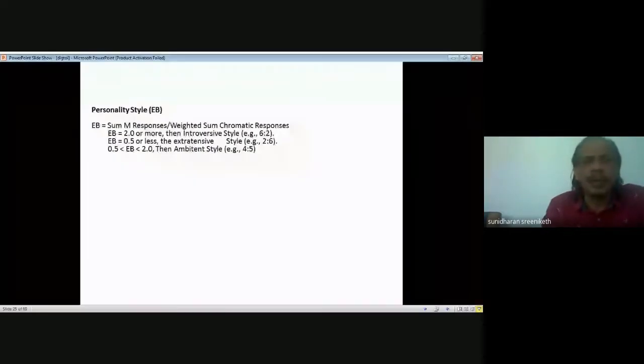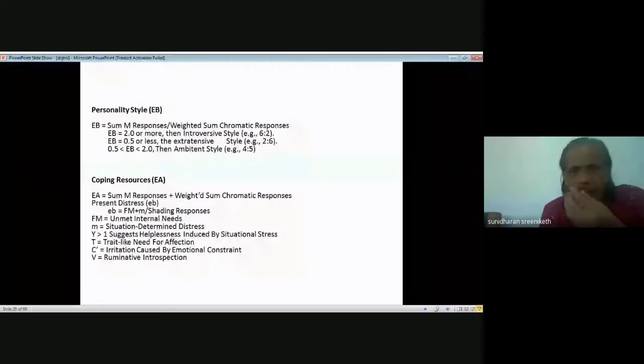Then the personality style is also important, and here is the formula for calculating the personality style. Coping resource is another characteristic or another indicator that is being assessed through this technique.